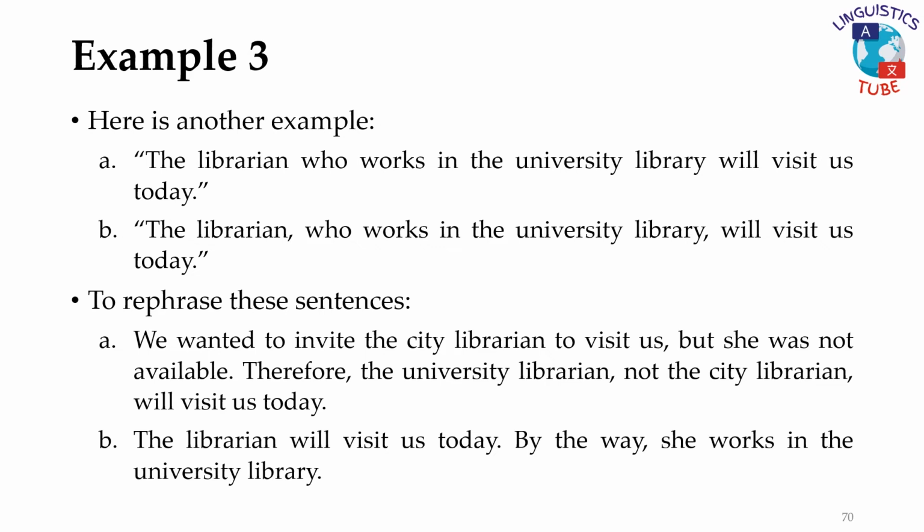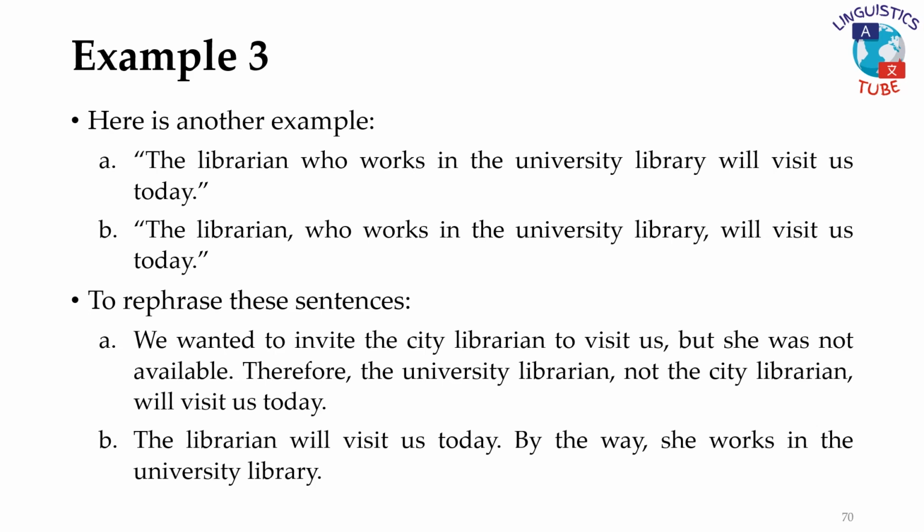The possible context in which the first sentence might be spoken is: we wanted to invite the librarian from the city library to visit us, but she was not available. Therefore, the librarian from the university library, not the librarian from the city library, will visit us today. You can again see that restrictive relative clauses make it clear exactly what the entity in the noun phrase is, or in this case, who the person is. This usually happens when contrasting two entities.